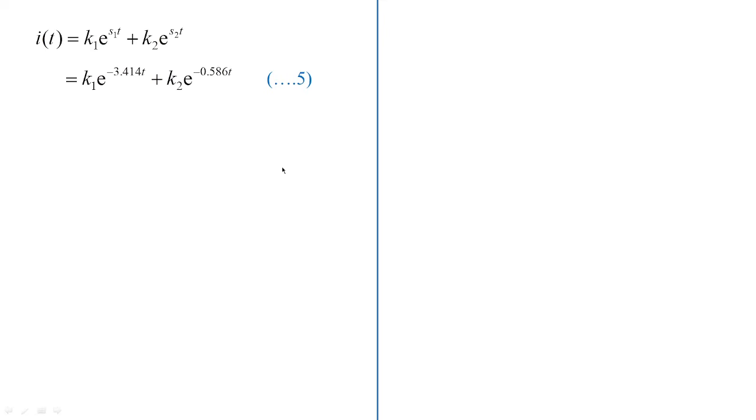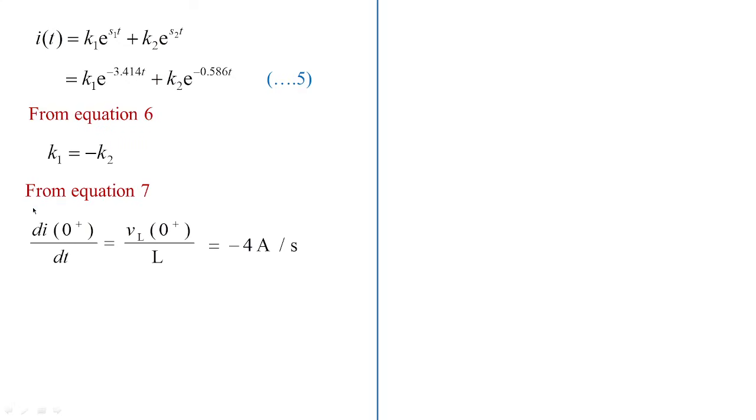Okay, so what have we learned? We have learned that i of t is equal to k1 e to the power of minus 3.414t plus k2 e to the power of minus 0.586t. This we have treated as equation 5. Also, from equation 6 we got that k1 is equal to minus k2, and from equation 7 we got that di by dt of 0 plus is equal to minus 4 amperes per second. With these values, let us determine the transient current for the overdamped condition.